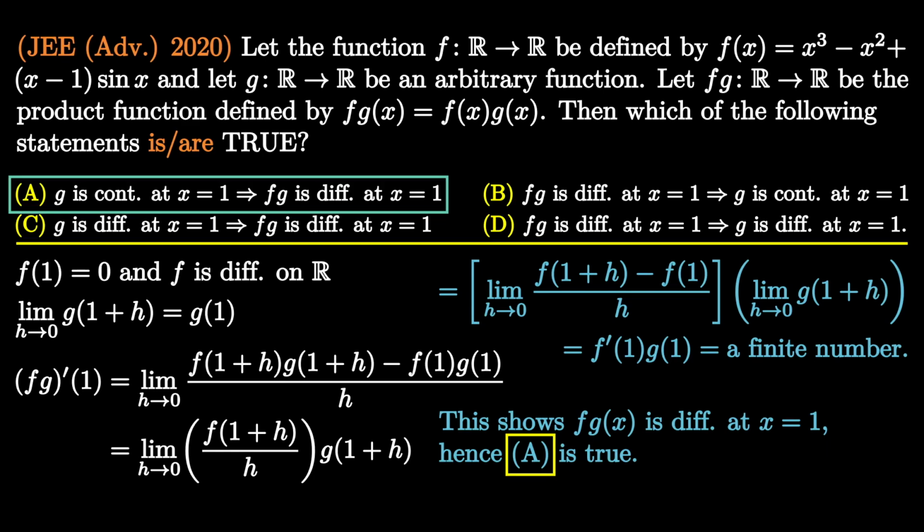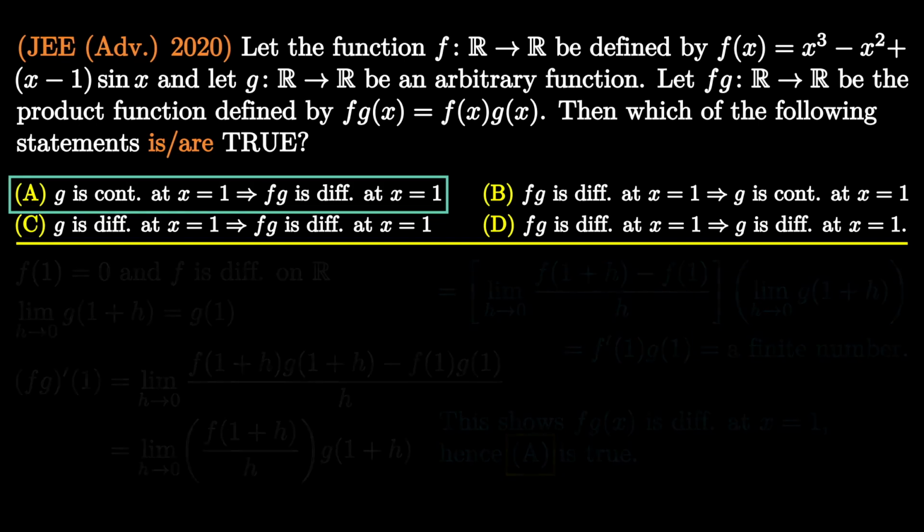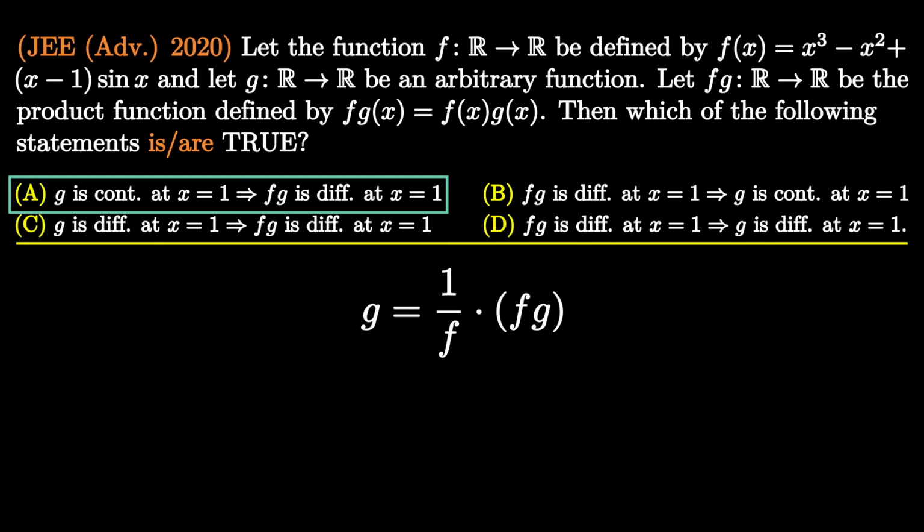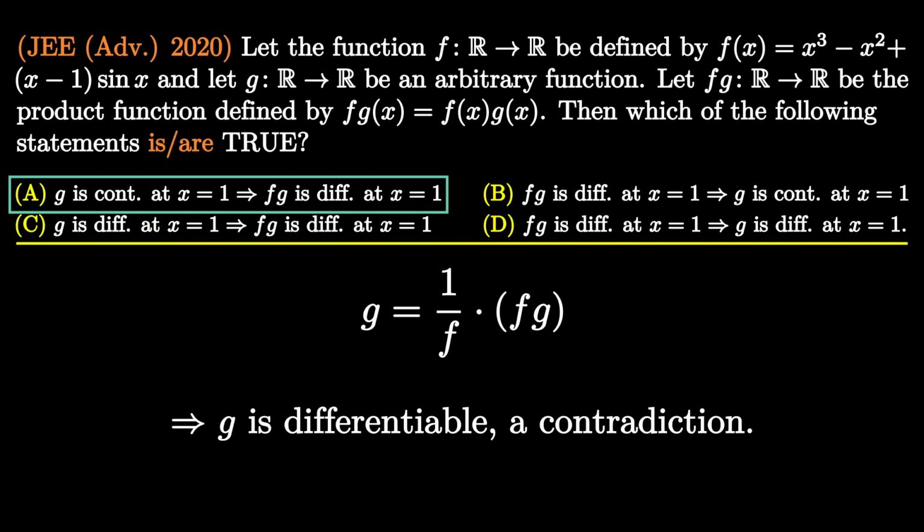Let's see what happens if f(1) were not 0. If f(1) were not 0, then there would exist a neighborhood of 1 in which f was non-zero. It means we could find its reciprocal 1 over f in the neighborhood, and we would be able to write g as a product of two differentiable functions, 1 over f and f into g. The differentiability of f into g and of 1 over f would make g differentiable, which is a contradiction because g is not necessarily a differentiable function.